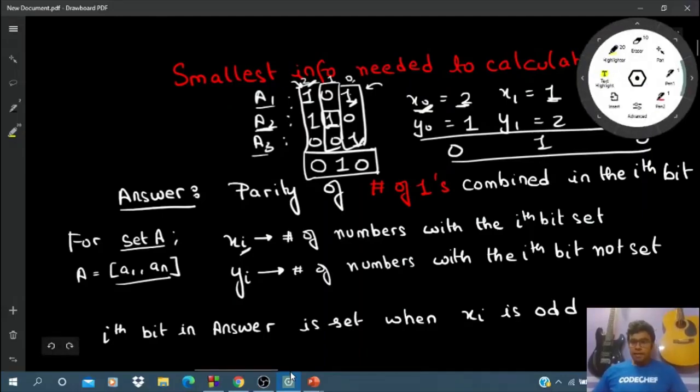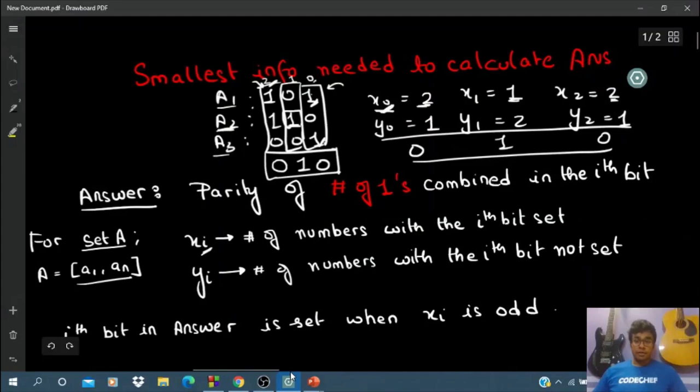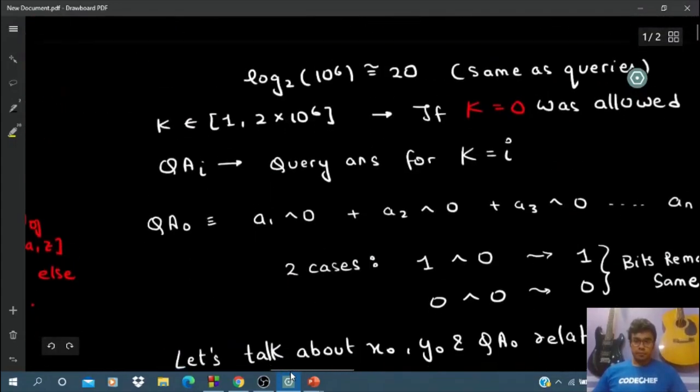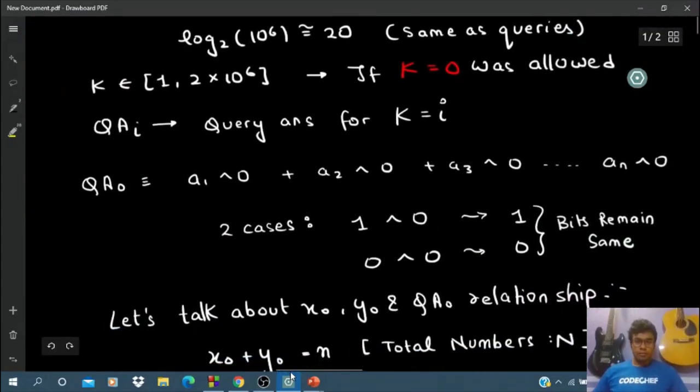So let's talk about how to do this with respect to the queries that we're given. We know that log base 2 of 10 to the power of 6 is approximately equal to 20, and this is the same as the number of queries. So this gives us an intuition that for each query that I make, I have to calculate some viable information that will help me determine at least one bit.